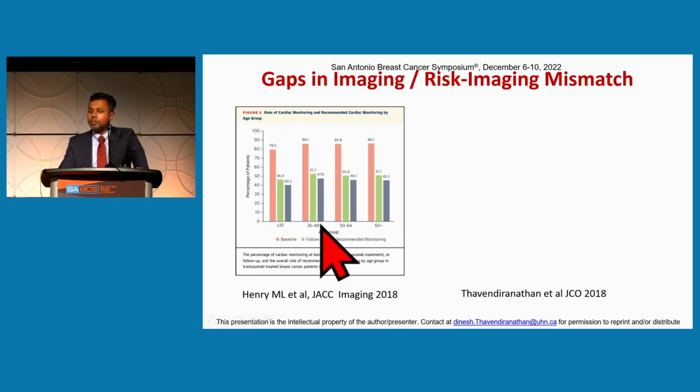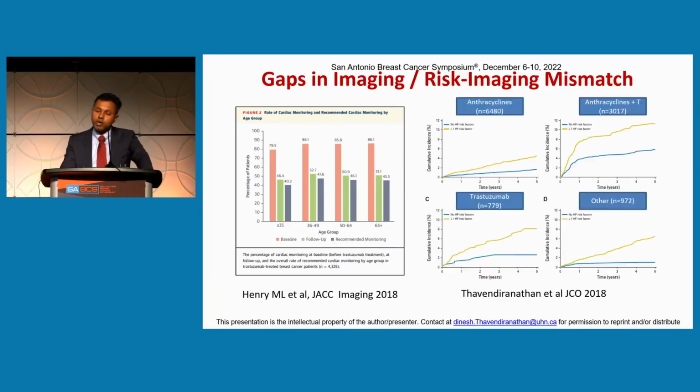So this is gap in imaging where you can see in patients receiving trastuzumab therapy, again, baseline imaging seems to be reasonable, but once you follow patients over time, imaging seems to fall off. And what to me was interesting is whether you are below the age of 35, so I would consider these patients to be at low risk of cardiotoxicity, or above the age of 65, the compliance was still low, suggesting that we're not using a risk-based approach to titrate our imaging.